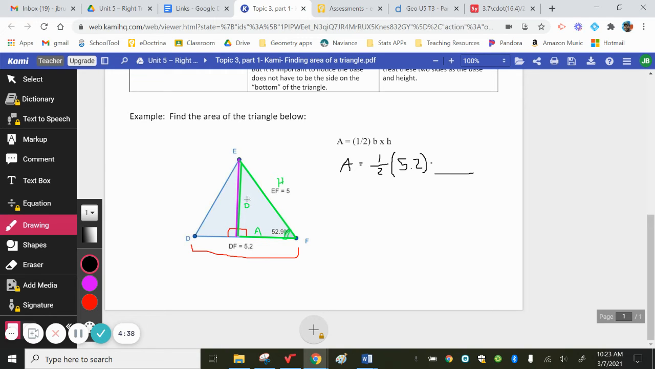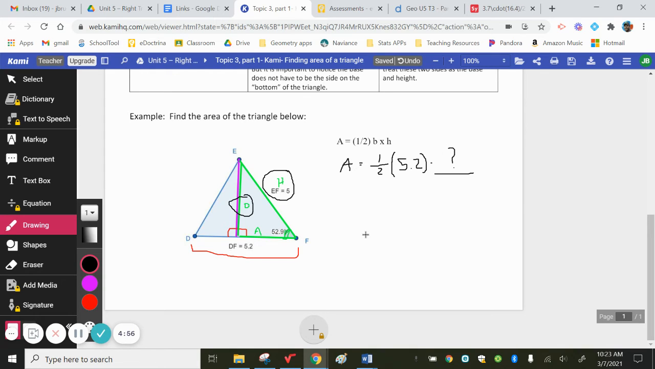So what I want to do is figure out what's the length of this opposite side when the length of the hypotenuse is 5, and this angle is a 52.9 degree angle. So that's what's got to go right here. I've got to figure out how long that height is.